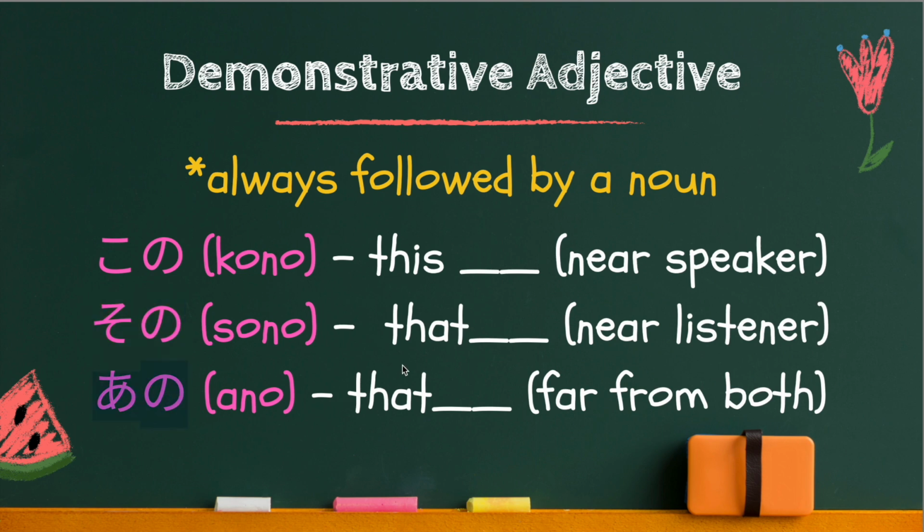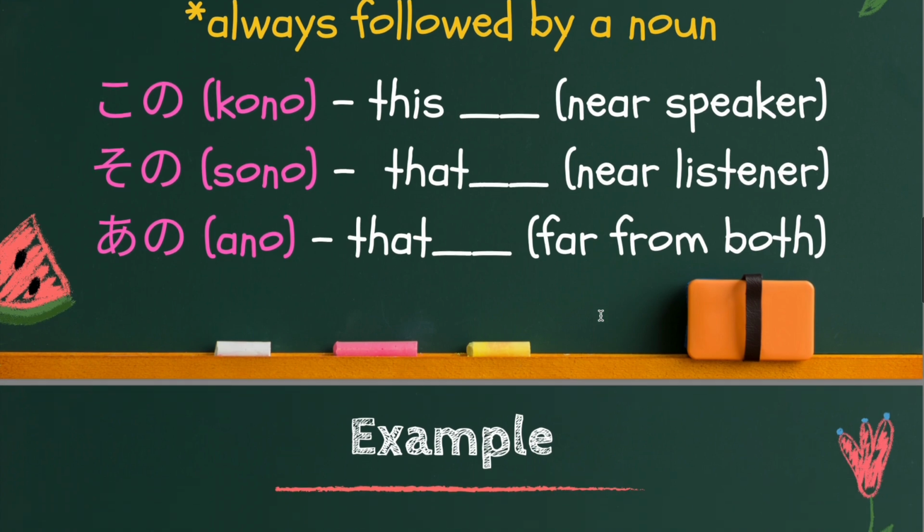あの means that something. This is when that thing is far from both of us. Like that mountain. That mountain is あの山. So like that, この、その、あの has to always be followed by a noun. So this is an example.